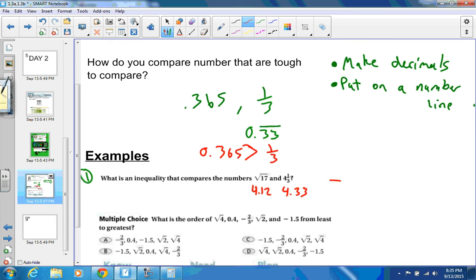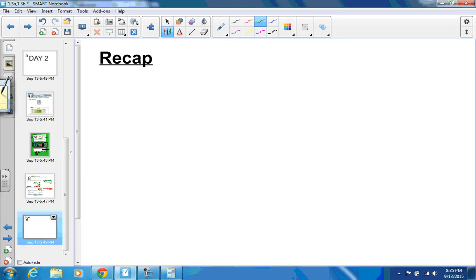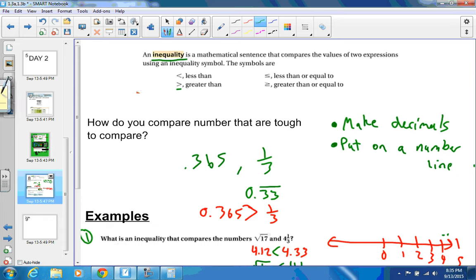So then put it on a number line. Remember, the bigger numbers go to the right. So this is 0, 1, 2, 3, 4. Oh, we need higher. 5. 4.12 is really close to 4. And 4.33. So the 4.12 is smaller than the 4.33. So we're going to make it open up to the 4.33. Or really, we'd say the square root of 17 is less than 4 and 1/3. It's really easy once you put them into decimals.